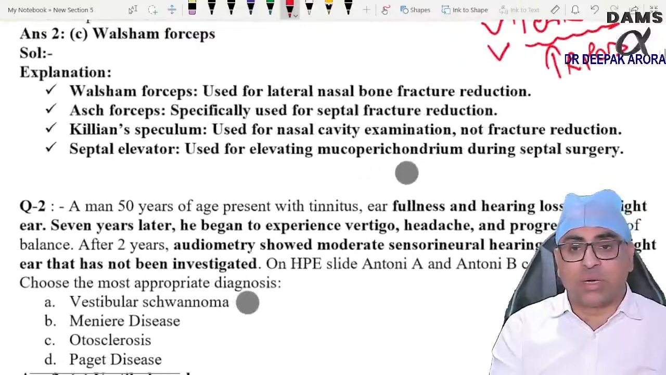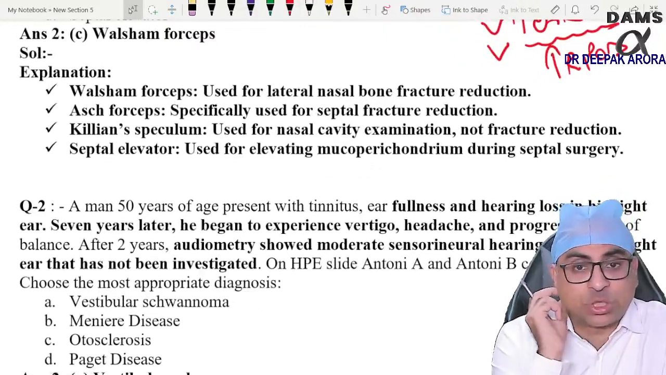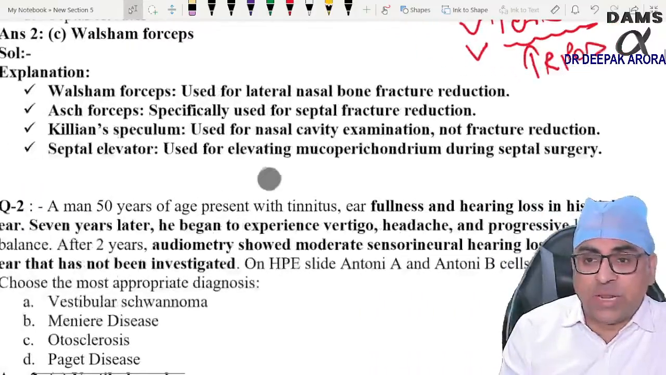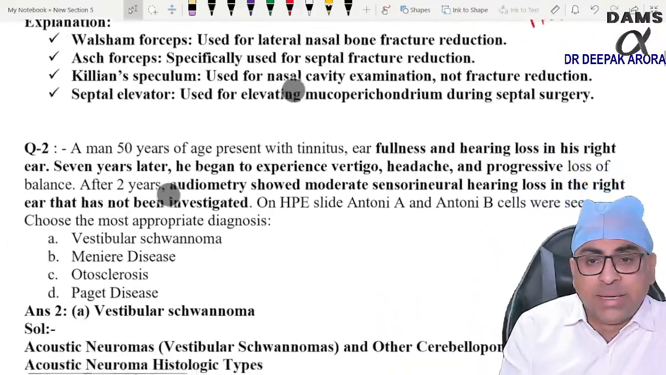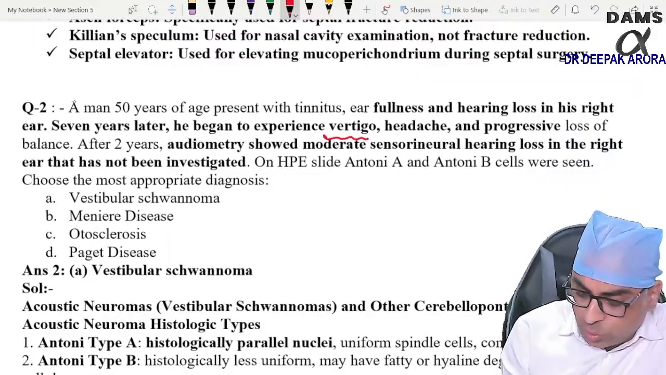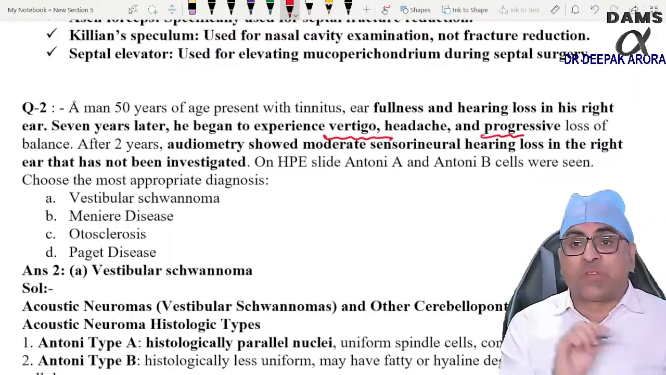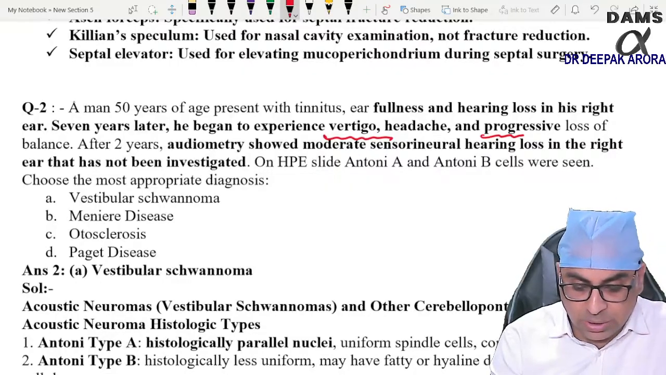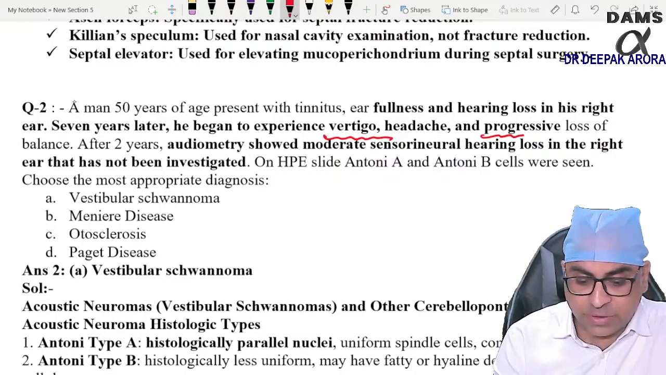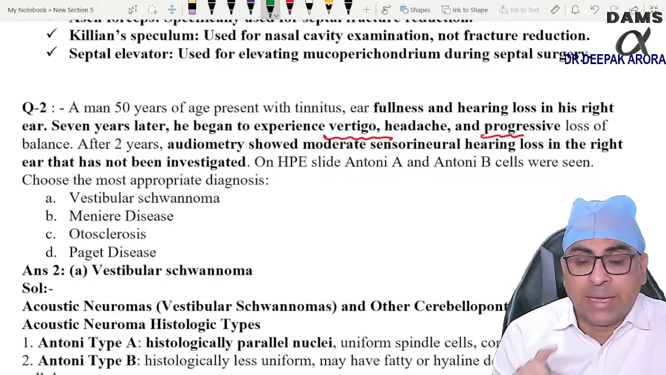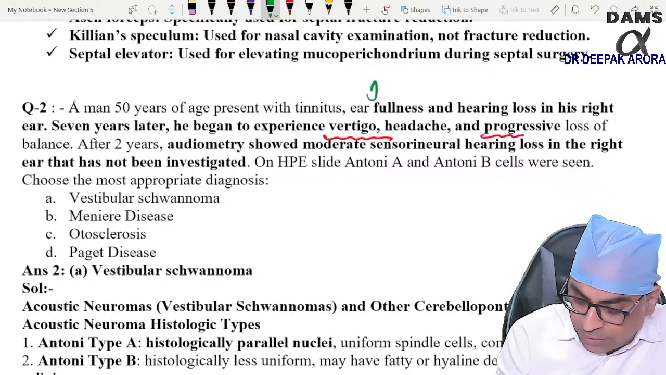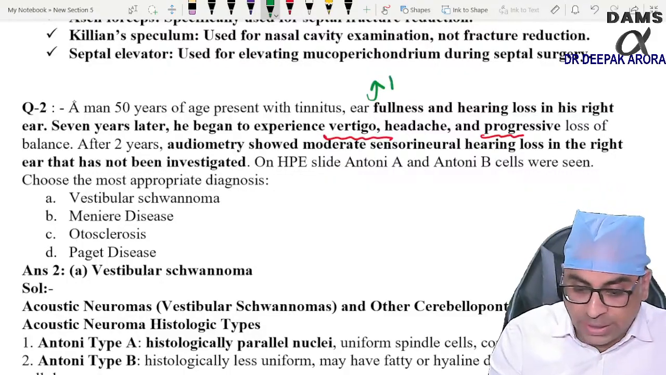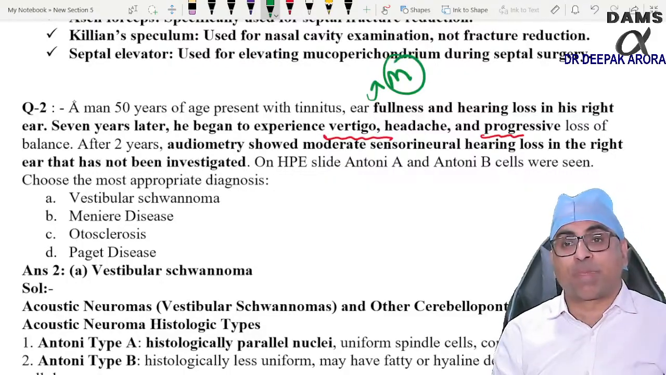Coming to the next one, a nicely formatted question. A patient 50 years of age with tinnitus, ear fullness, hearing loss in the right ear. He was having some vertigo, headache, progressive loss. Now listen carefully. If it is fullness of ear, if I read this question, it is going in favor of Meniere's disease. The answer should go in favor of Meniere's disease.